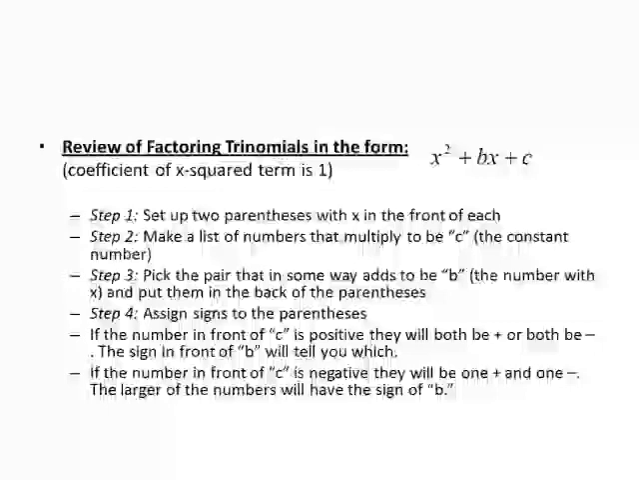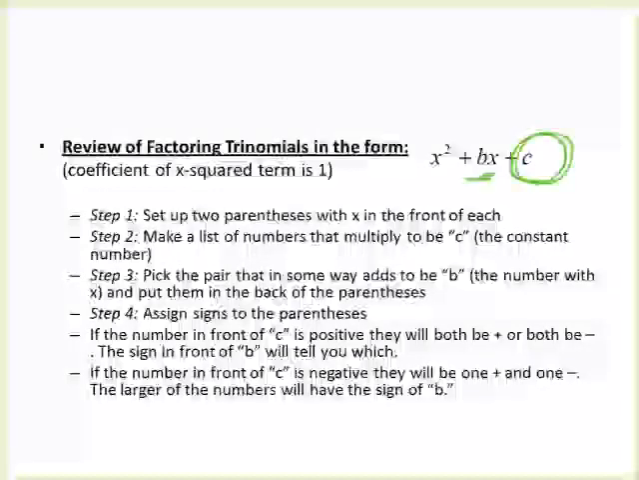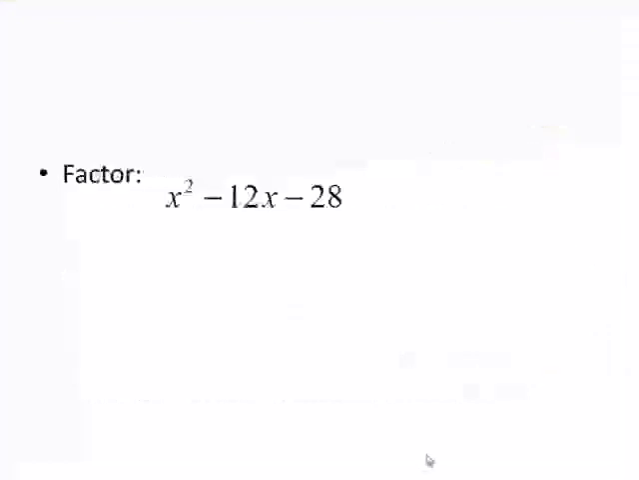So the first review topic is the idea of how we factored quadratics back in chapter 5. When we factored quadratics, our method was that we would look for numbers that multiplied to be C and added to be B, the middle term. Right, so we'd make a list of numbers that multiplied to be C and find the pair that in some way could add up to be B. So let's refresh that idea, make sure we're good with that idea.